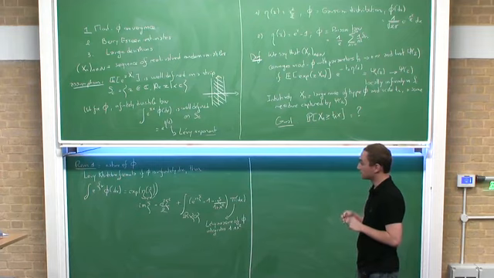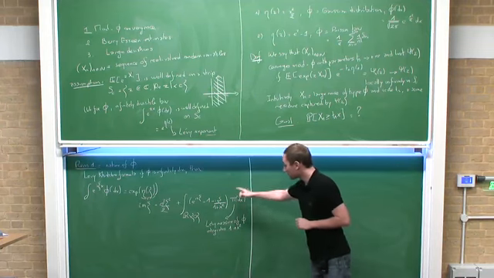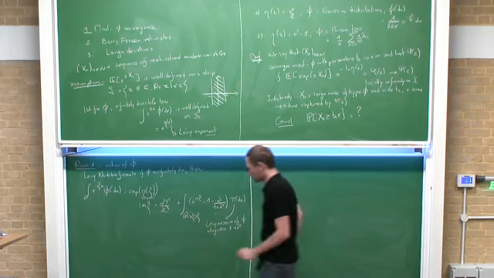From there, you can try to explain what is the support of phi in terms of the support of this Lévy measure. So there are two cases.